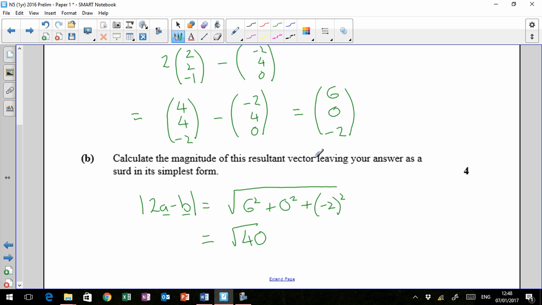Now we need to calculate the magnitude of this resulting vector, leaving your answer as a surd in its simplest form. So root 40 really means root 4 times root 10. Because we're looking at our factors of 40, which are 1 and 40, 2 and 20, 4 and 10, and 5 and 8, and you're looking for a square number. So 4 is a square number, so it becomes root 4 times root 10. The square root of 4 is just 2. Root 10 we don't know, so it's just 2 root 10.